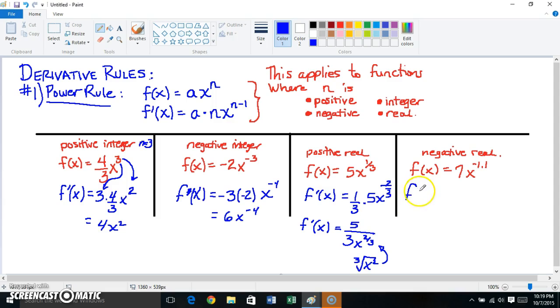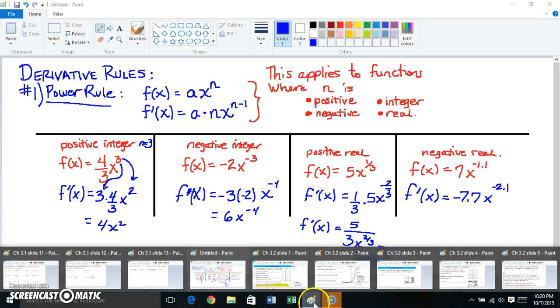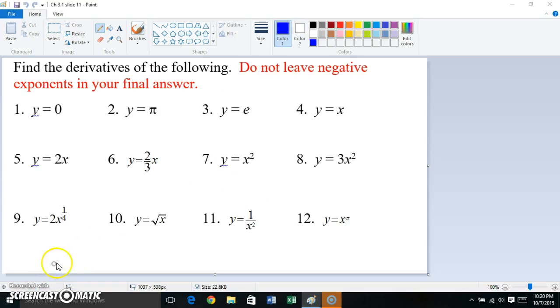Okay, last one, f of x is 7 times x to the negative 1.1. We bring that exponent down in front, that's a negative 7.7. Reduce that power by 1, so it's negative 2.1. Negative 7.7 x to the negative 2.1. Okay, so just a little review of our power rule. All right, we do have lots of examples to look at.